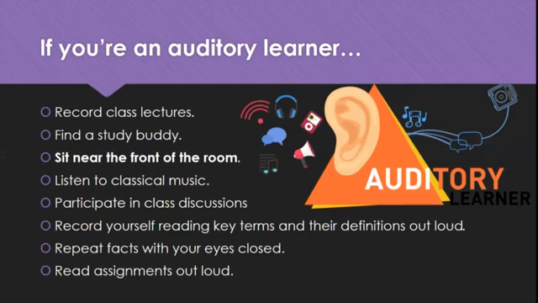Next one, record yourself reading key terms and their definitions out loud. So if visual learners use flashcards to remember the vocabulary, you need to record those things. So open your dictionary, find the word which you need to remember, and read the definition for yourself. Record that on your phone, re-listen to it later. Listen to it while you are going to university or to work or wherever. When you're in public transport, just listen to the things and they will be saved in your brain easily. This is the best way for you to learn the information, to learn the new vocabulary.